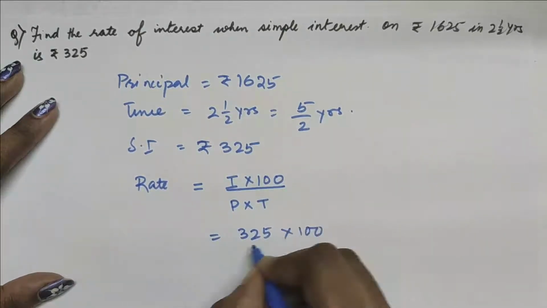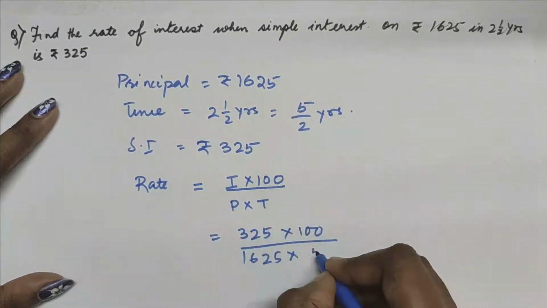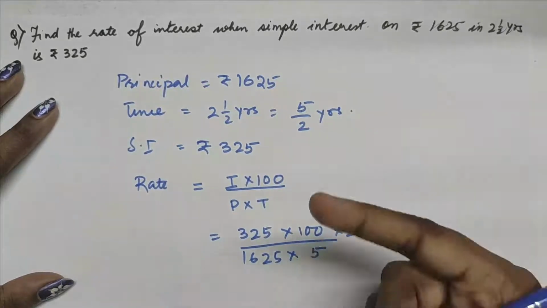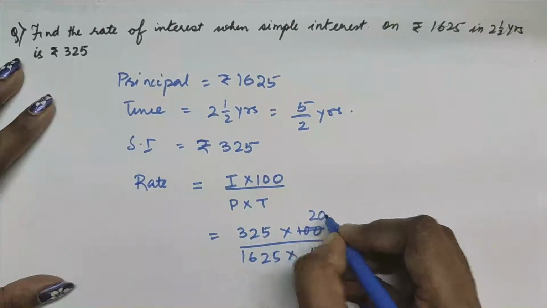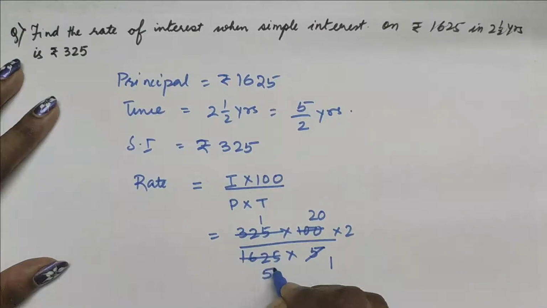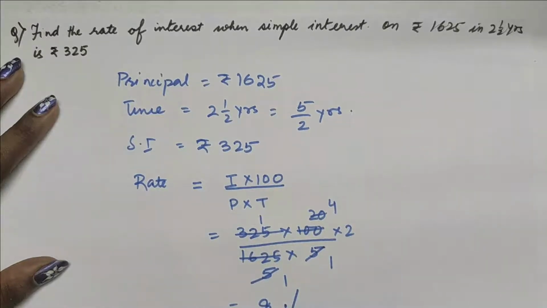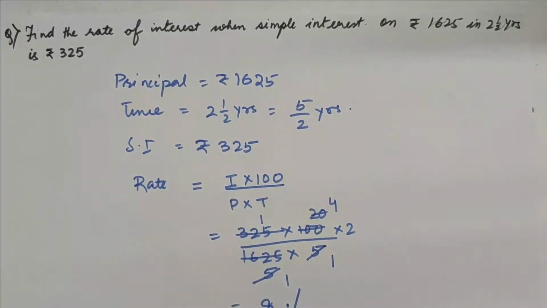See, simple formula, put the values and solve it. 325 into 100 by 1625 into, because it is in fraction, we'll write 5 and the 2 will come up, reciprocal, remember fractions. Then 5 ones are, 5 20s are, and cut it short. 325 ones are, 5s are, 5 ones and 4s are, 4 into 2 is 8, and as it is rate, it is 8%. Put in the correct unit always when you solve. Simple, direct, putting the formulas and we are able to get the answer. Let us do some more questions.